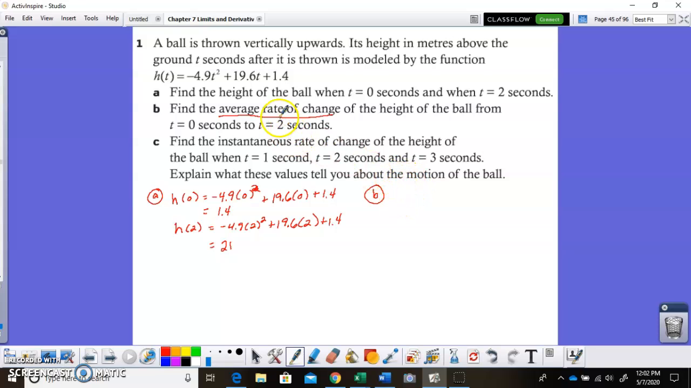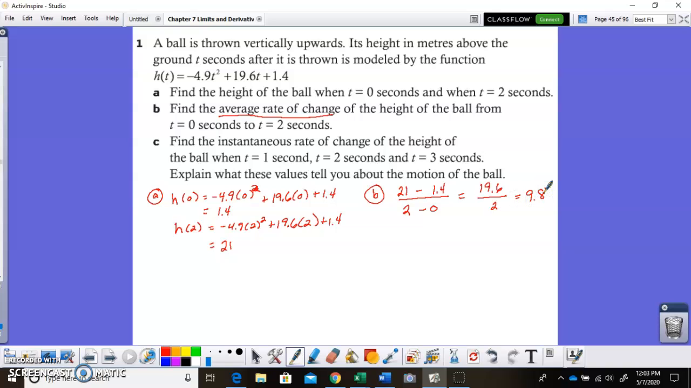So I'm going to put my second point in. Those are my x values, so I'm going to have 2 minus 0 on the bottom. And the y-coordinate that goes with the 2 is 21, and the y-coordinate that goes with the 0 is 1.4. So I'm going to do 21 minus 1.4, and that gets me 19.6, which I'm going to then divide by 2, which gets me 9.8.